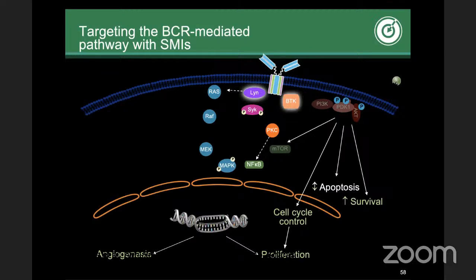There are several BTK inhibitors that have now made a huge difference in B-cell lymphomas, whether it's ibrutinib, zanubrutinib, or acalabrutinib, and that's become one of the armamentariums for treating several B-cell lymphomas. Next slide.